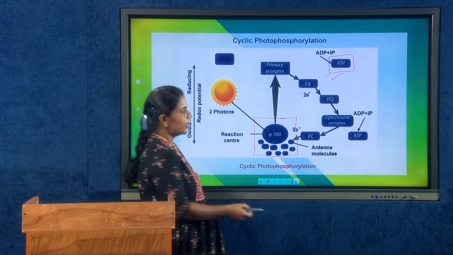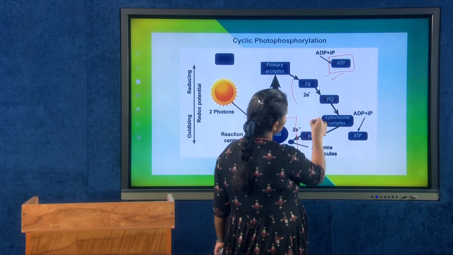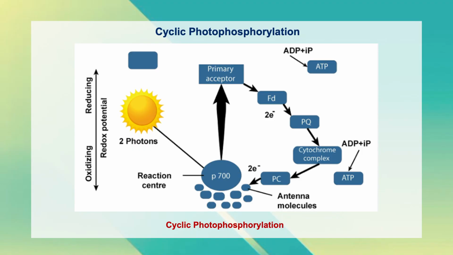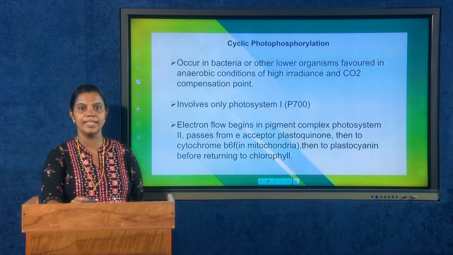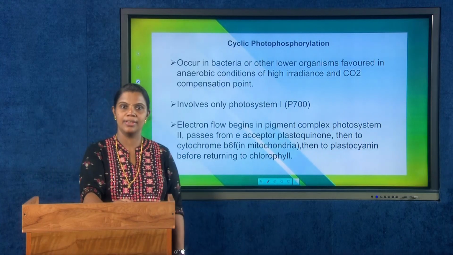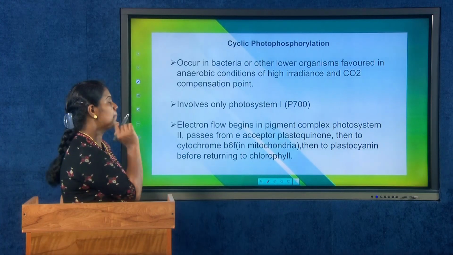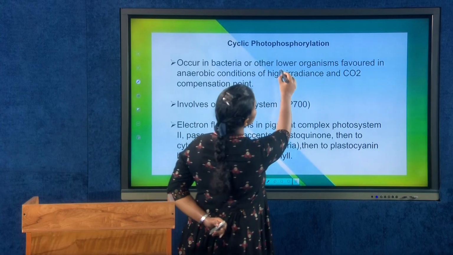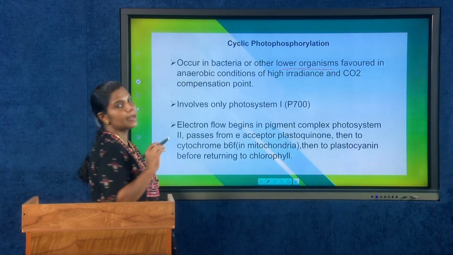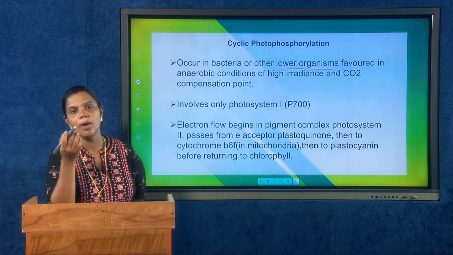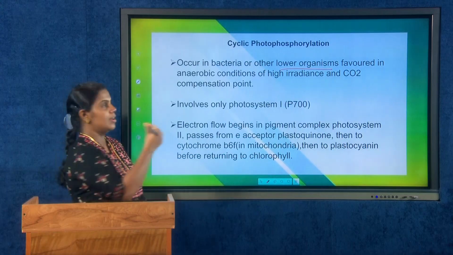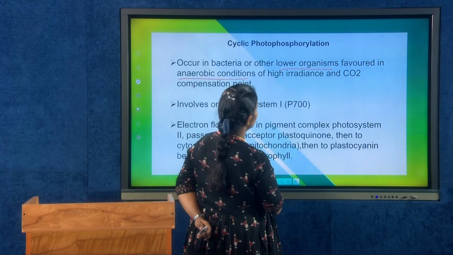You can see the different electron transfer proteins and electron carriers we have already studied in the previous lectures. We have the ferredoxins, the cytochrome complexes, the plastoquinone, etc. Now, let us see in detail what cyclic photophosphorylation is. Cyclic photophosphorylation primarily happens in the lower organisms. This is because it is performed under anaerobic conditions, usually.